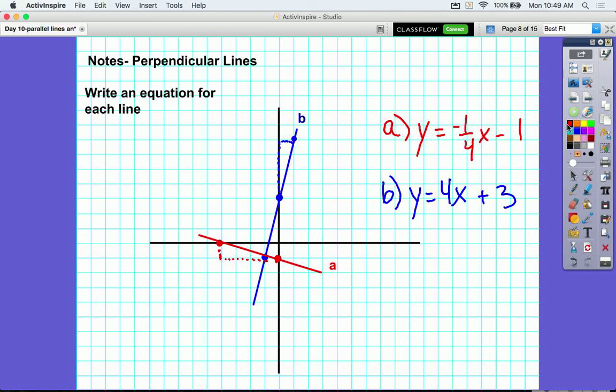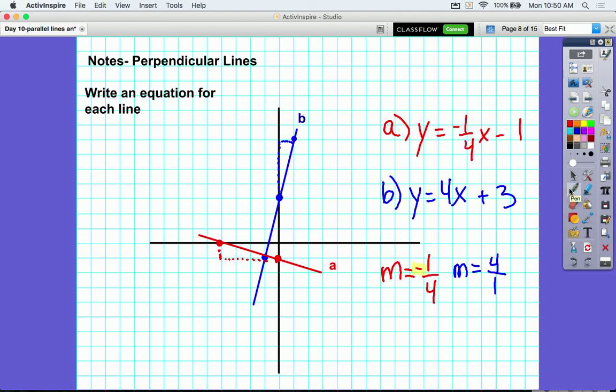Let's take a look at those two slopes and see what we notice. The slope of the red line is negative 1 over 4. The slope of the blue line, I'm just going to write it as 4 over 1, my rise over my run. Do you notice anything about these two slopes? They look like they're the reciprocal. However, one is negative and one is positive.